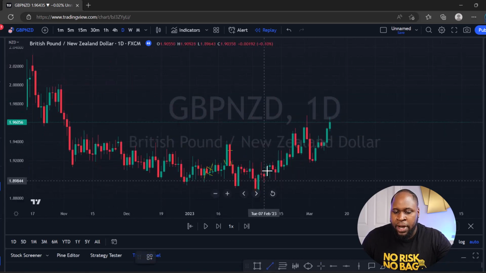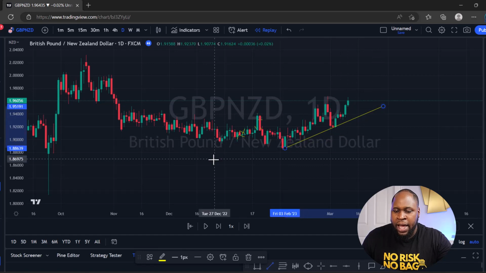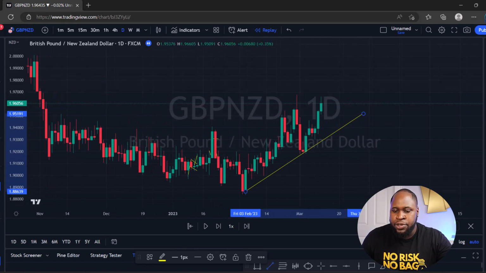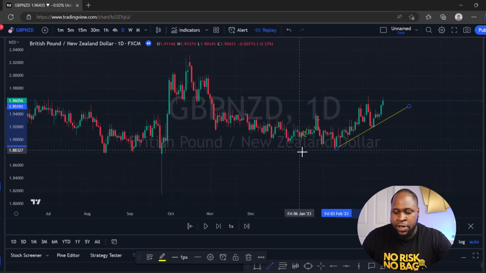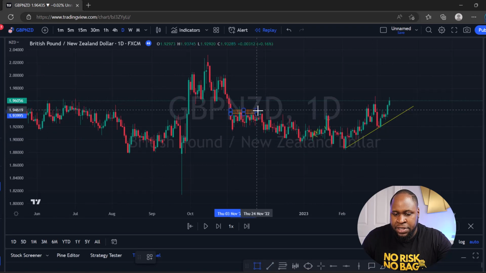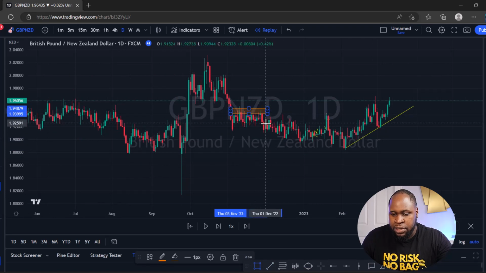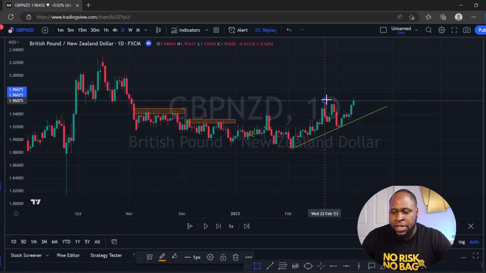Okay, so I'm going to draw my trend line from this area to this area. I get a nice little touch over here, and I can consider this an uptrend. Now, when we talk about support and resistance in terms of what's most relevant, obviously there are going to be areas of support and resistance here, resistance over here, right? Resistance over here, etc.